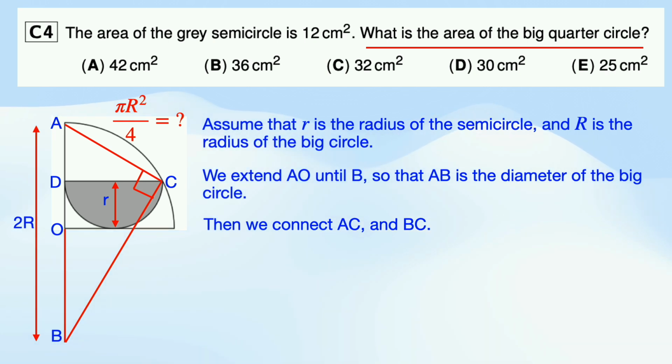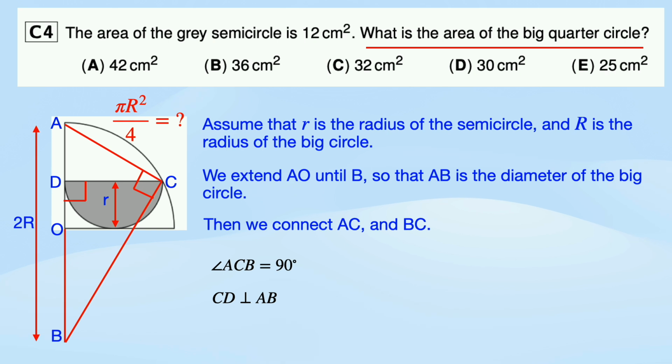Since the intersection point C lies on the circle constructed over the diameter AB, we can apply the angle in a semicircle theorem, also known as Thales' theorem, to conclude that the angle ACB is 90 degrees. Point D is the point where the semicircle touches AO, namely AD is tangent to the semicircle. Therefore, the diameter CD of the smaller semicircle is perpendicular to the segment AB.